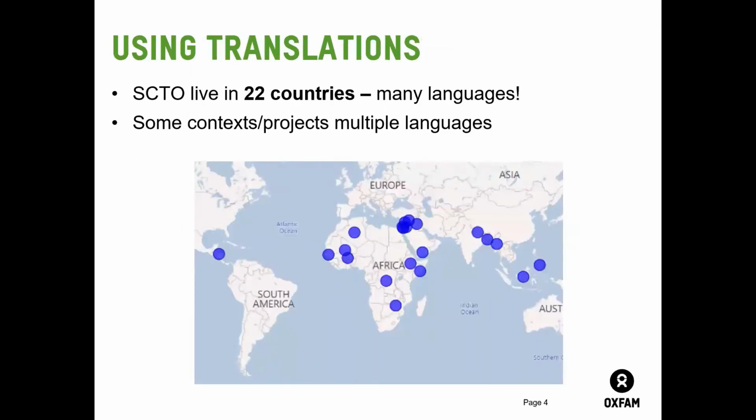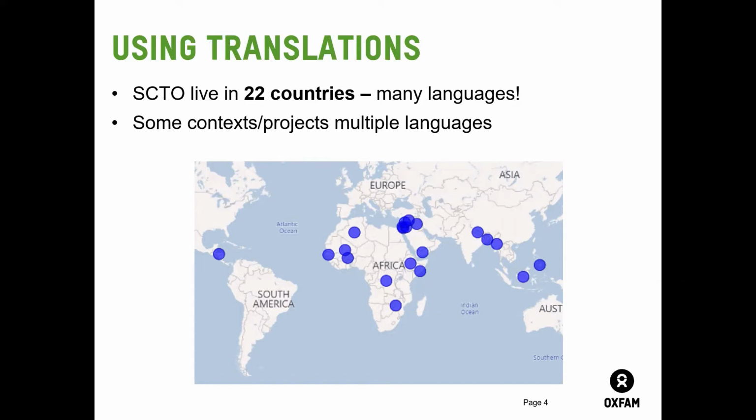SurveyCTO is used in 22 of our countries, so around a third of the countries we operate in, and we expect this number is only going to keep increasing. I think the map is slightly out of date, but you can see we have a lot of countries using SurveyCTO in the Middle East, West and Eastern Africa, and Asia. I think the South America map is slightly out of date. I'm sure we have a lot more countries in that region.